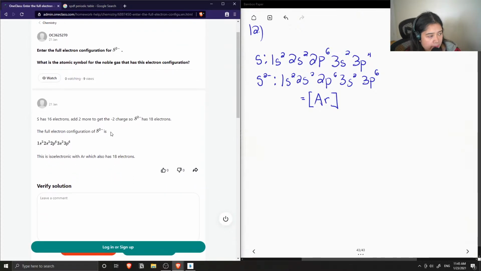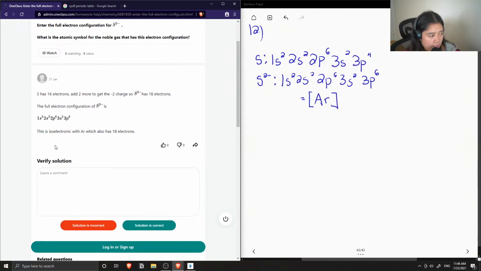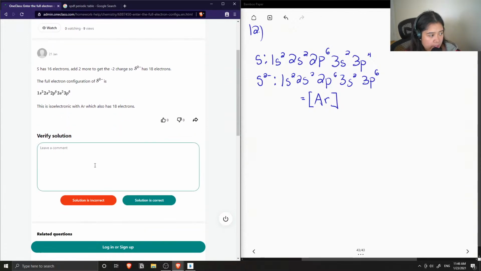So now let's see what the junior tutor said. Sulfur has 16 electrons. Add 2 more to get the 2- charge, so sulfur 2- has 18 electrons. The full electron configuration is 1s2, 2s2, 2p6, 3s2, 3p6. This is isoelectronic with argon, which also has 18 electrons. Okay, so this solution is correct.